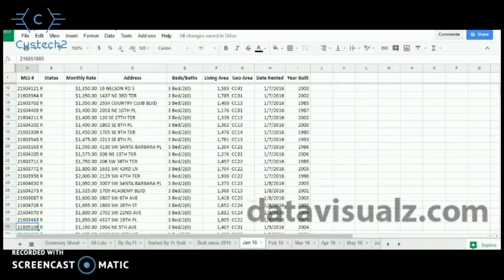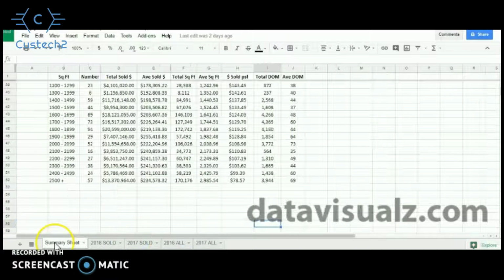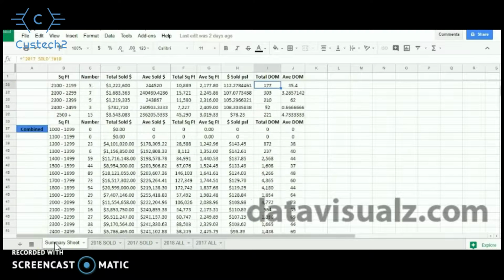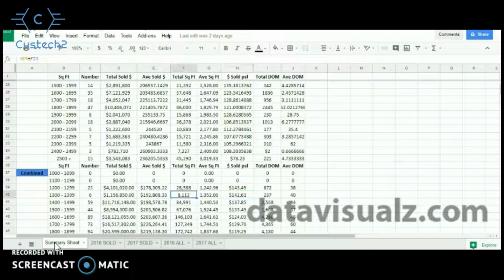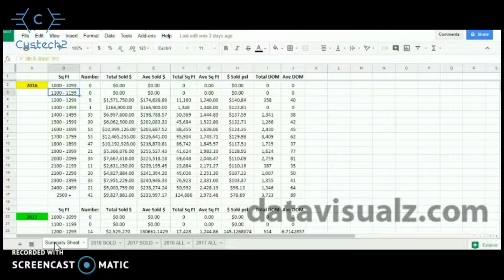There is another data set about sales of Cape Coral houses in 2016 and 2017. You can see here, this is the summary sheet. These are the combined sales figures, and these are the figures for 2016 and 2017.